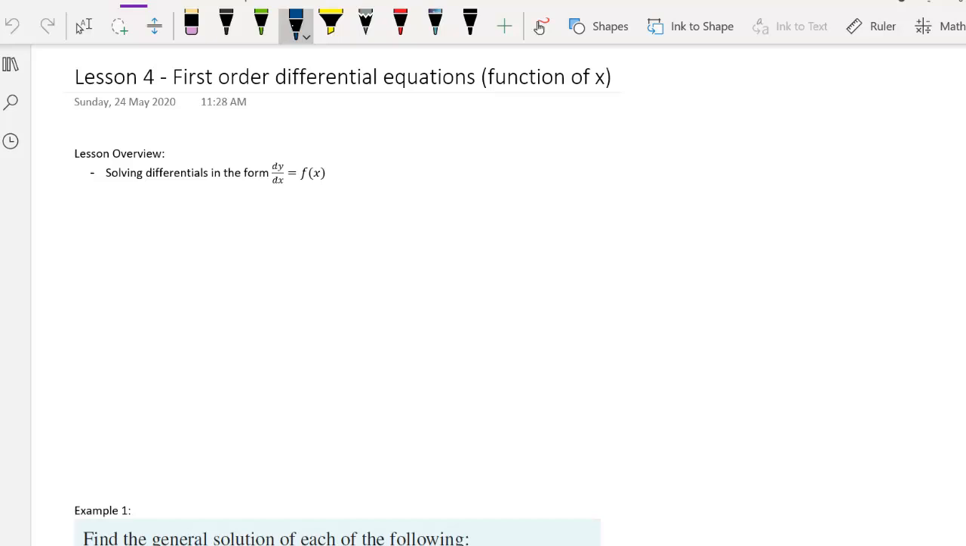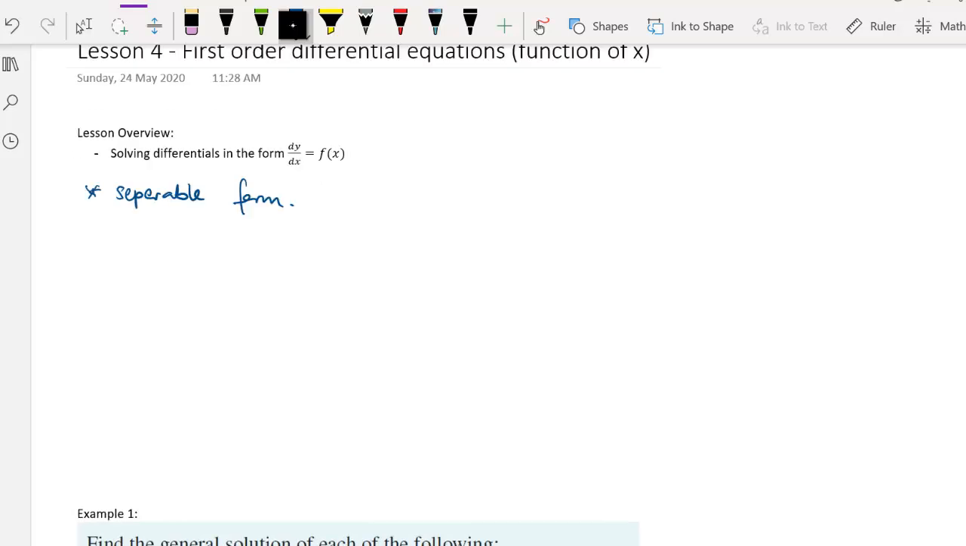In this lesson, we're looking at solving first-order differential equations in the form dy/dx is equal to f of x. So basically, we're looking at scenarios where we have a differential isolated and it's equivalent to some function involving the variable x, so e to the power of x or 2x squared plus 3x. The variable will always be x in this scenario. So this is the simplest form of our ODEs in separable form.